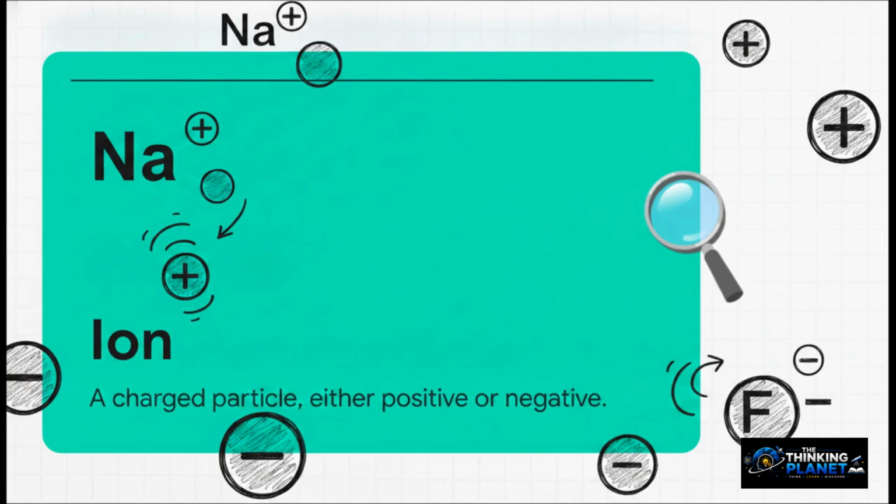In chemistry, any charged particle, whether it's positive because it lost an electron or negative because it gained one, is broadly called an ion. Let me repeat that because it is absolutely crucial. A charged particle, either positive or negative, is an ion. So our unbalanced sodium is now a sodium ion, and our unbalanced fluorine is a fluorine ion.